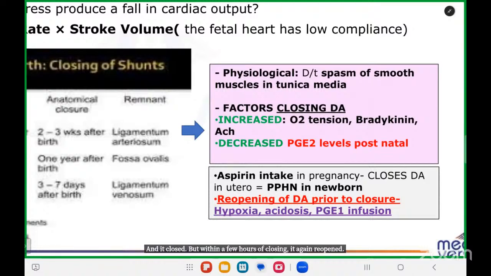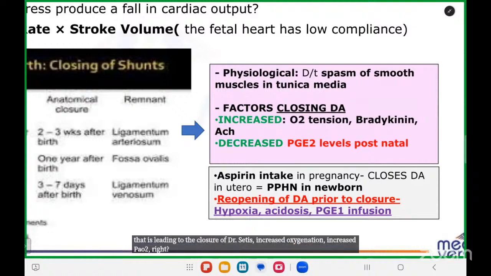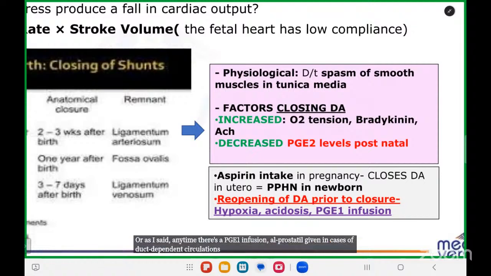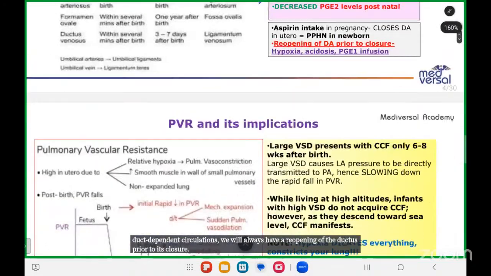What was the first factor that I talked of that is leading to the closure of the ductus? It is increased oxygenation, increased PaO2, right? So anytime there is hypoxia, that is a decreased PaO2, anytime there is an acidosis, or as I said, anytime there's a PGE1 infusion, alprostadil, given in cases of duct dependent circulations, we will always have a reopening of the ductus prior to its closure. I think that should sum up everything.